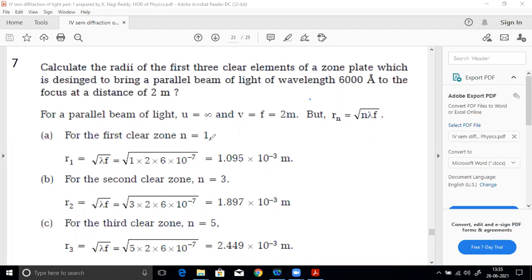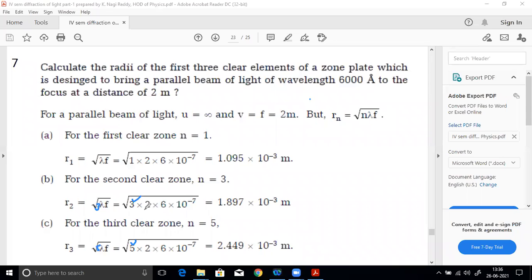For the first zone, n is equal to 1, then R1 is square root of f lambda. Substitute and calculate. For the second zone, n is equal to 3. Why 2 is skipped? In zone plates, alternate zones are blocked. So for the next clear zone we take n equal to 3. Substitute to get R2. Similarly for the third zone, n is equal to 5, and substitute to get R3.